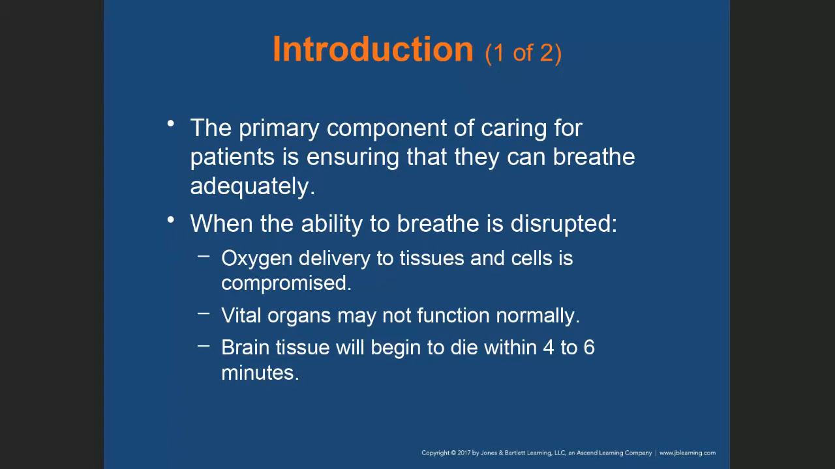When the ability to breathe is disrupted, oxygen delivery to the tissues and cells is compromised. Vital organs may not function normally, and the brain tissue will begin to die within 4 to 6 minutes. Because a patient can start to lose brain cells within 4 to 6 minutes, our objective is to be able to assess and manage the upper airway and lower airway within 2 minutes. So within 2 to 3 minutes, you should be able to pick up what is going on and execute the most appropriate management for the patient.